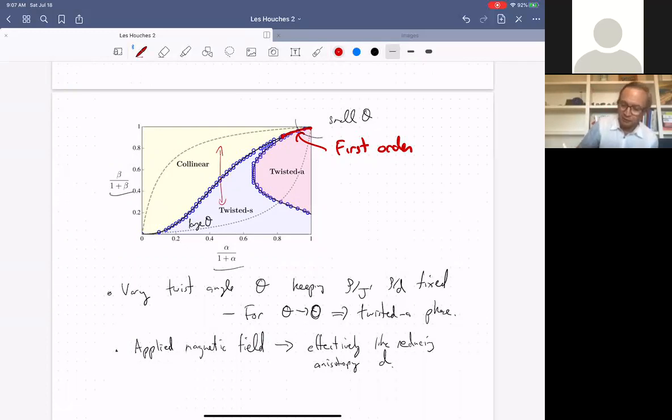Not up, actually, only down, by applying a B along the Z direction. Okay. So it means this thing can be tuned in situ.